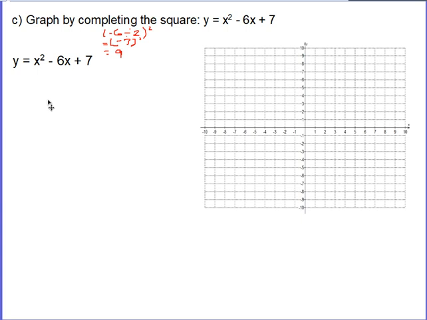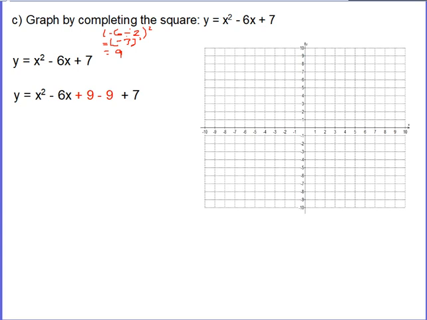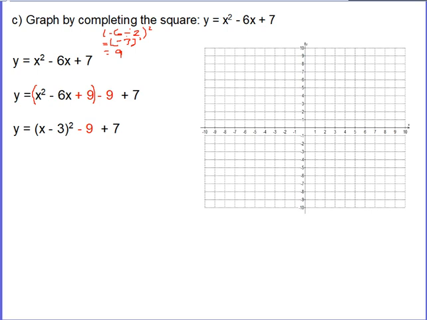So we're going to take that positive 9. We're going to add 9 and also take away 9, right? We don't want to break any math rules, okay? And then the first 3 terms factor lovely into (x minus 3) squared, minus 9 plus 7, and the minus 9 plus 7 very quickly goes to the negative 2 at the very end there. Great. So if we wanted to graph a quadratic, what we can do is first grab the vertex. So what's our vertex here? Our vertex is positive 3, negative 2.